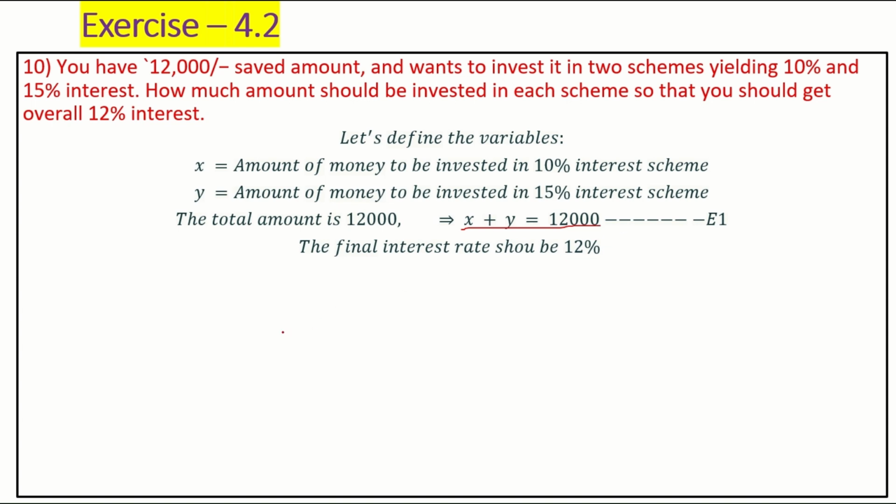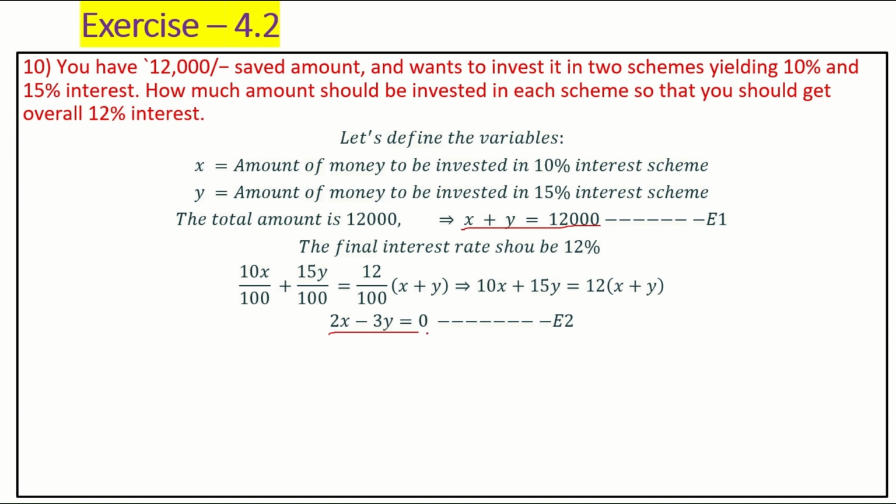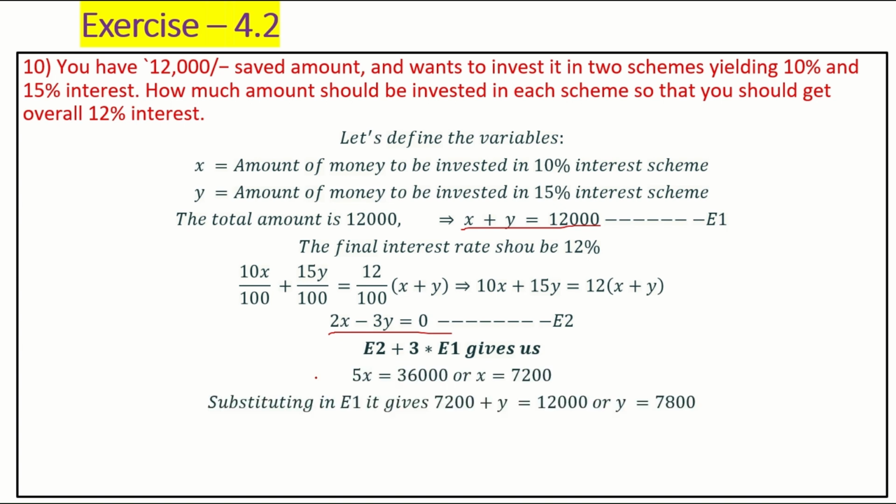Final interest should be 12%. That means 10% of x plus 15% of y equal to 12% of x plus y. Same as before, right? So 10x plus 15y equal to 12 into x plus y, or the second equation is 2x minus 3y equal to 0. Now you use the elimination method and you will get x as 7200 and y as 7800. So 7200 in the 10% scheme and 7800 in the 15% scheme is what you should invest to get 12% overall interest.